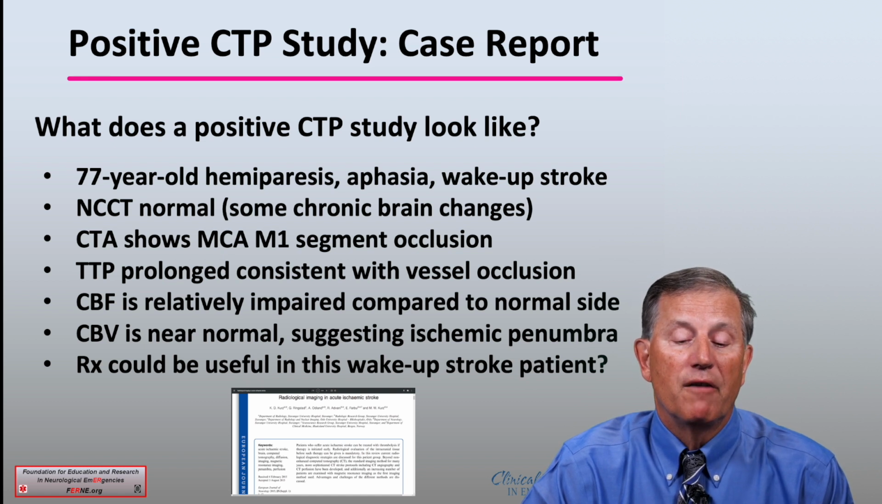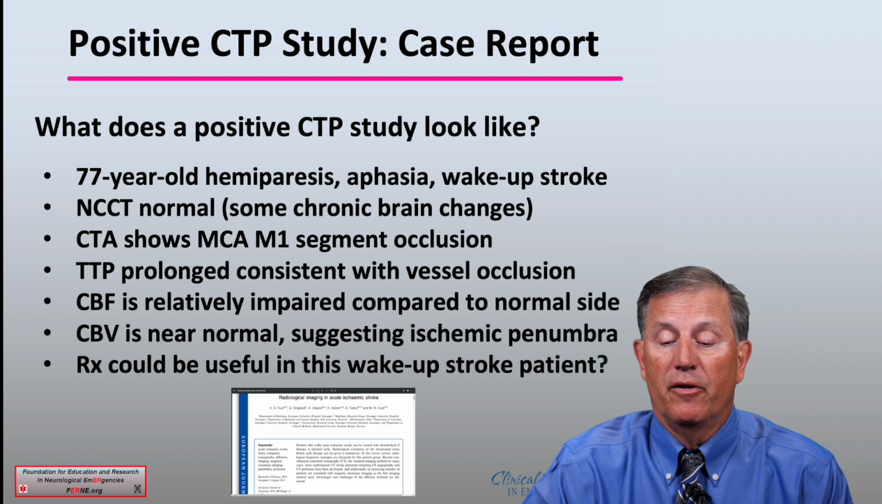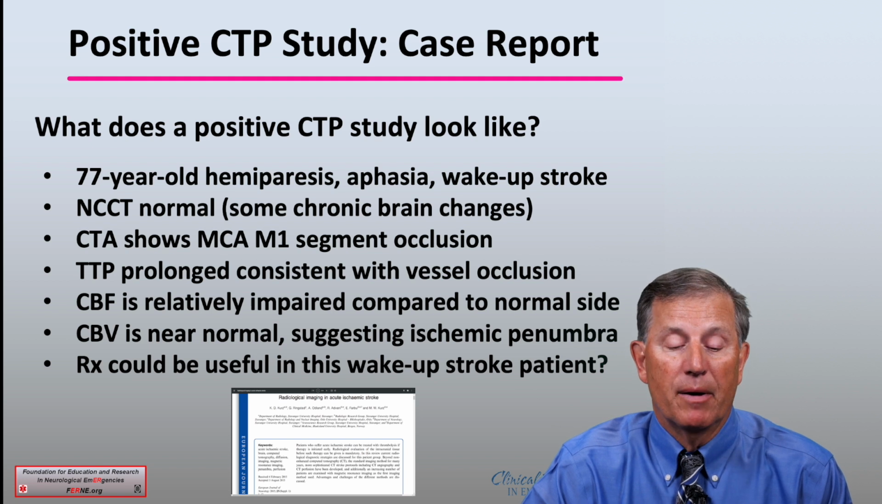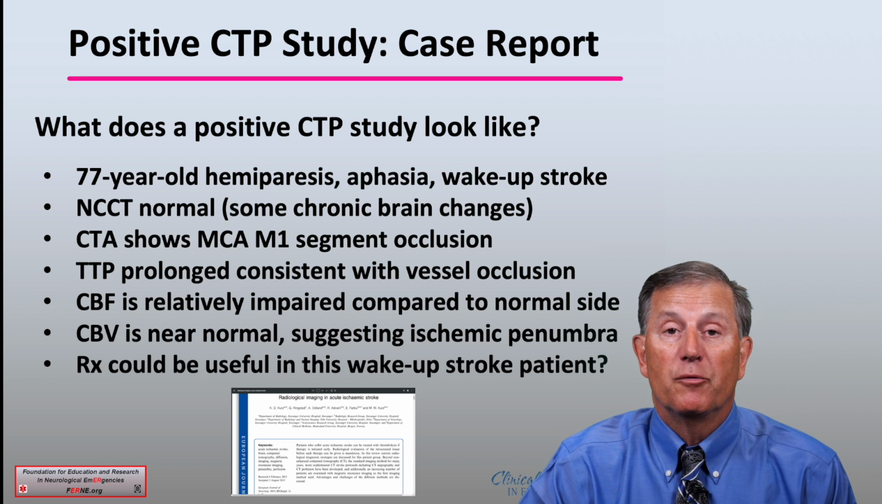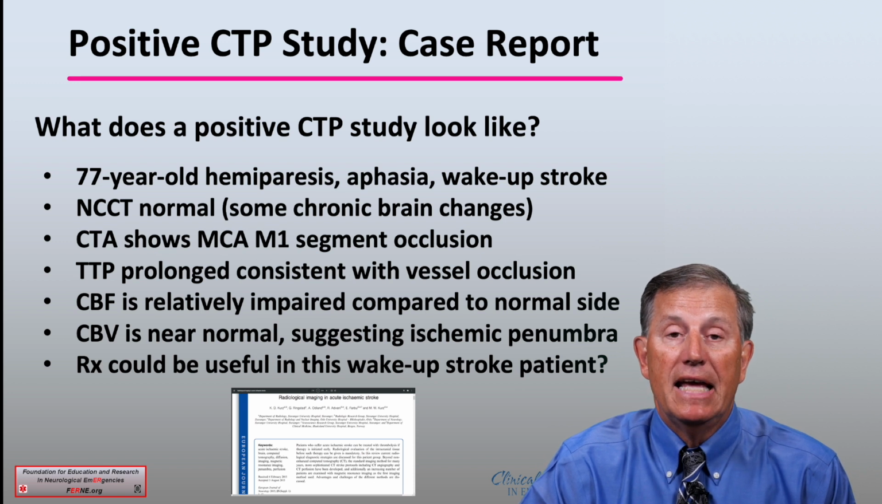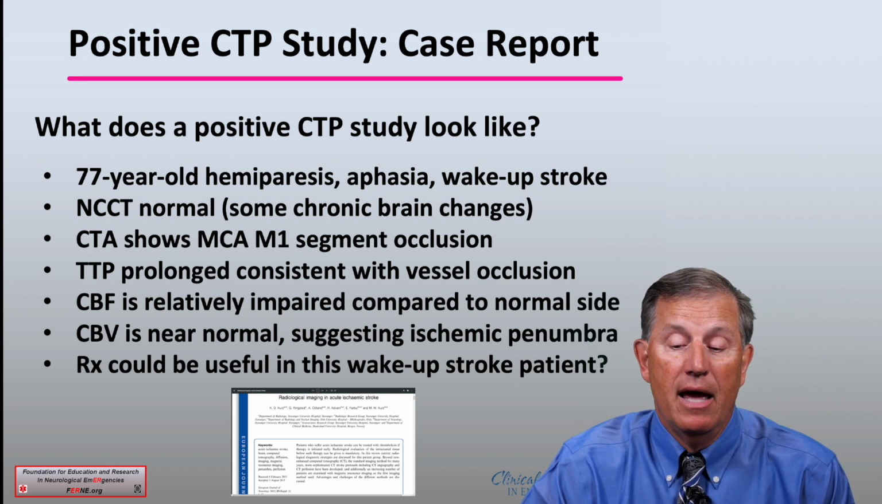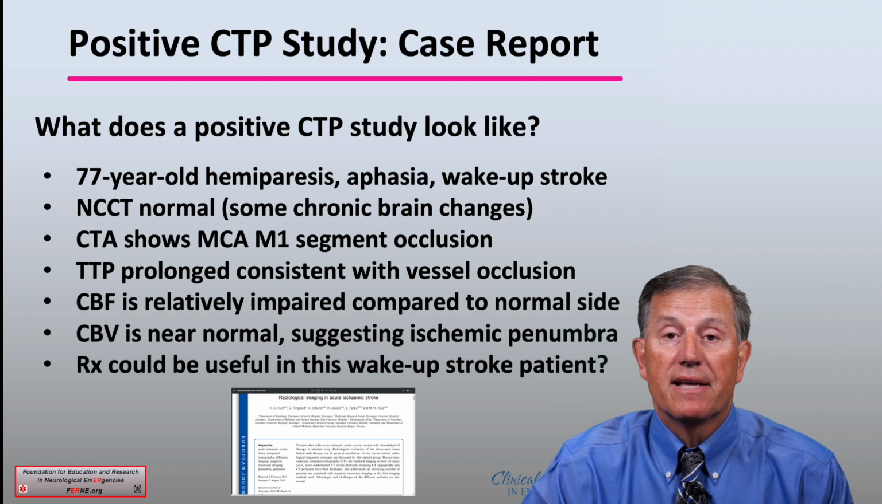The cerebral blood flow is relatively impaired compared to the normal size. However, the cerebral blood volume is near normal, suggesting an ischemic penumbra. So the question then becomes, should some treatment be provided in this wake-up stroke patient in whom we don't know the exact time of the stroke ictus? And the answer with a large ischemic penumbra is yes.